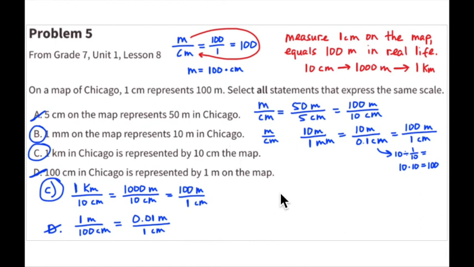So the key to this kind of problem is making sure you understand where to start. It's 100 meters for 1 centimeter, and get all of these scales to meters per centimeter and see if it matches. If it matches, then yeah, it's the same scale. If it doesn't match, then it's a different scale.